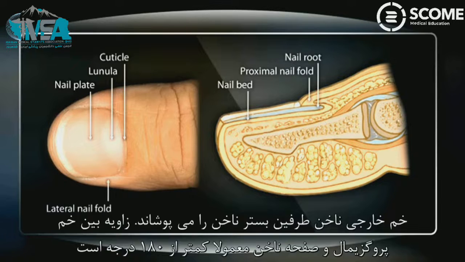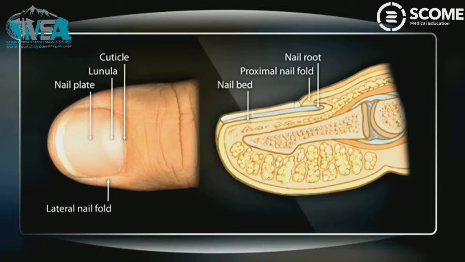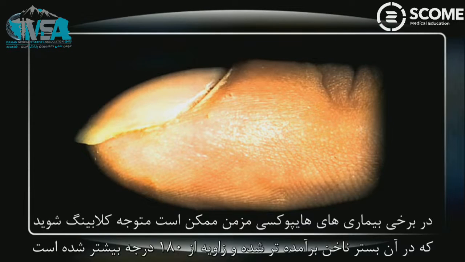Lateral nail folds cover the sides of the nail plate. Note that the angle between the proximal nail fold and the nail plate is normally less than 180 degrees. In conditions of chronic hypoxia, however, you may detect clubbing, in which case the nail plate may become more convex, with the angle increasing to greater than 180 degrees.